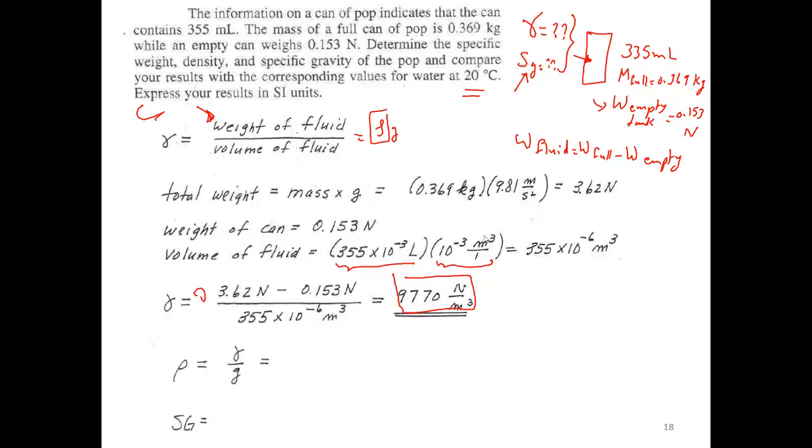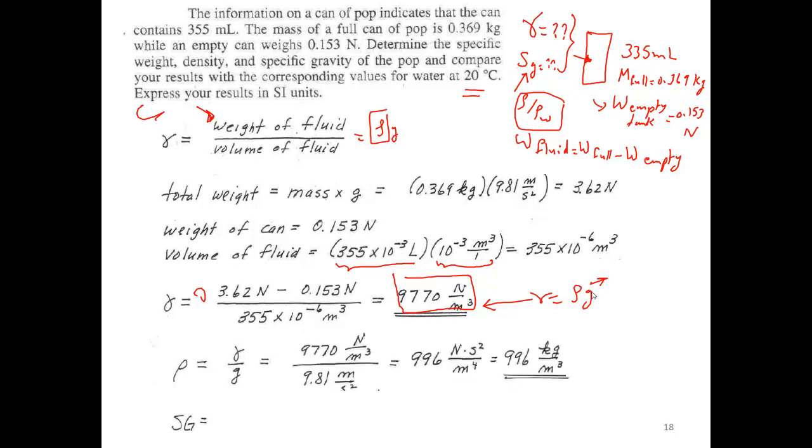Okay, so to find the specific gravity, which, as we've said, is density over density of water, we need to find the density of the fluid. So we'll be using this definition now. We know that gamma is rho times g. We have found gamma here, and we know g, it's 9.81, so we divide by 9.81 and we get 996 for the density. Then we take this number and divide it by 1,000. We will get 0.996 for the specific gravity.